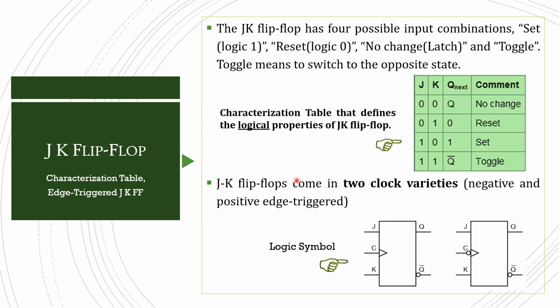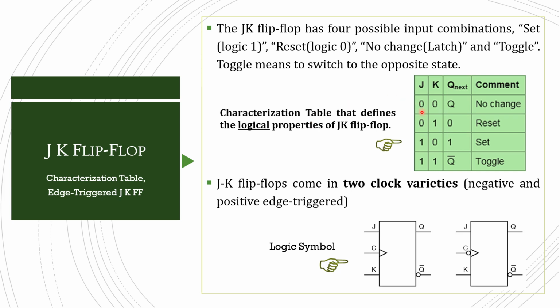This JK flip-flop is very similar to the SR flip-flop. Here also we'll be having two inputs J and K. The J input is similar to the S input and the K input is similar to the R input. The only difference is that the JK flip-flop avoids the forbidden state in the SR flip-flop. Okay, so there is no forbidden state in the JK flip-flop. Similar to the SR flip-flop, we'll be having the characterization table. The only difference in the table is in the 1-1 state.